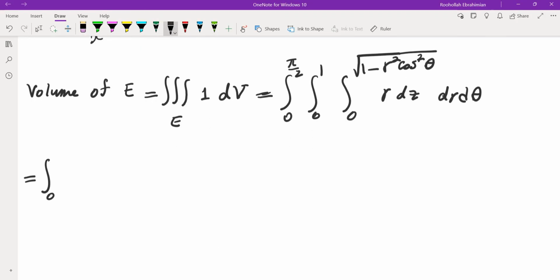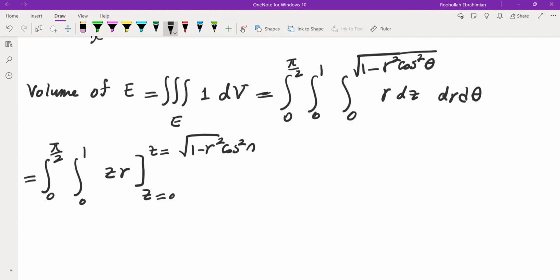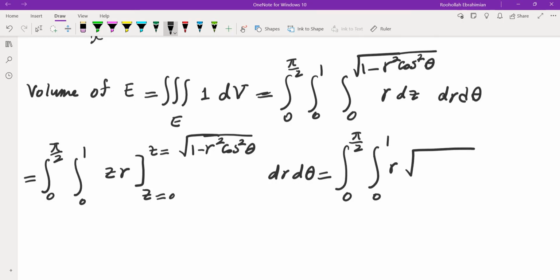So we're going to go ahead and evaluate this integral from 0 to pi over 2, from 0 to 1. Well, first one is dz, so we'll have to evaluate that. r is a constant, so that would be just z times r, from z equals 0 to z equals root 1 minus r squared cosine squared, and then dr d theta. We'll plug in z equals that square root, so we get 0 to pi over 2, 0 to 1, and that gives us r square root of 1 minus r squared cosine squared theta dr d theta.